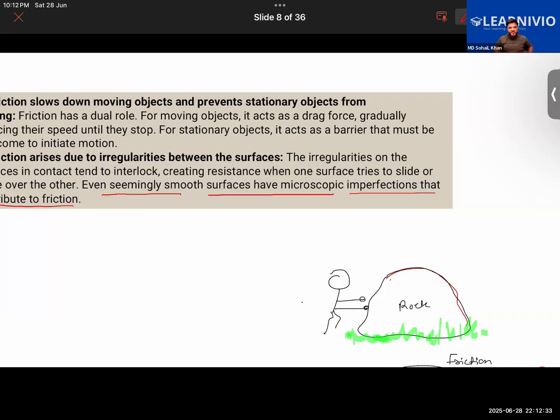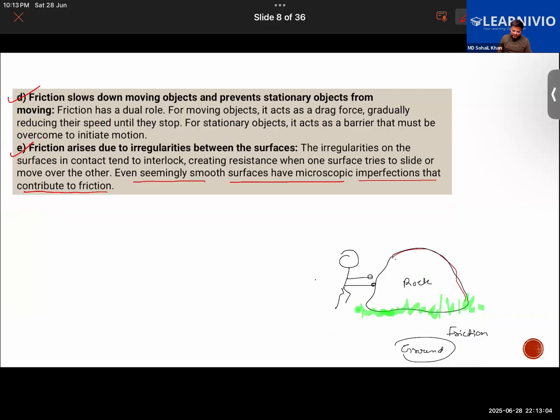Getting it? Suppose you take two wooden boards that seemingly have a smooth surface. If you place one over another and try to move it, you will feel a slight amount of resistance while moving one over another. Although it appears very smooth, it has small imperfections in it.